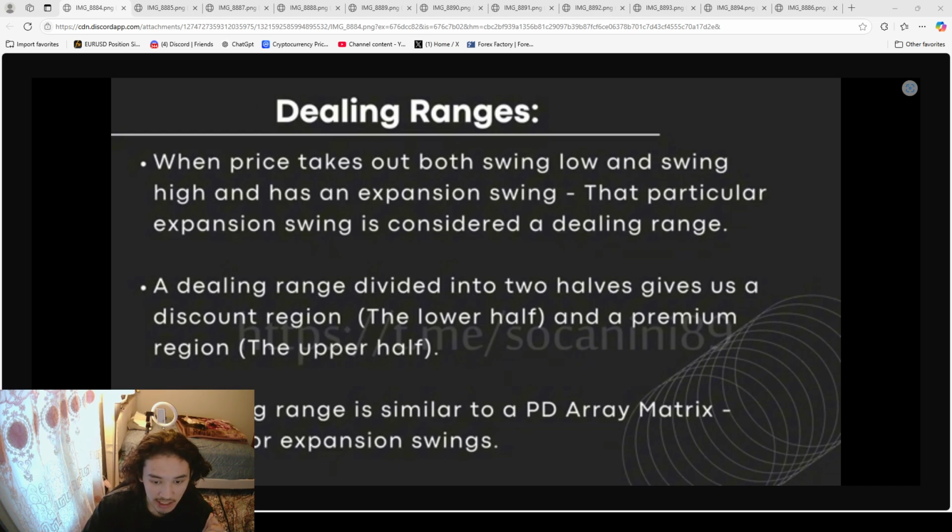A dealing range is similar to a PD array matrix, but it's for expansion swings, right? The PDA matrix is basically where you're combining PD arrays and stuff like that. So now let's go to the next chapter.